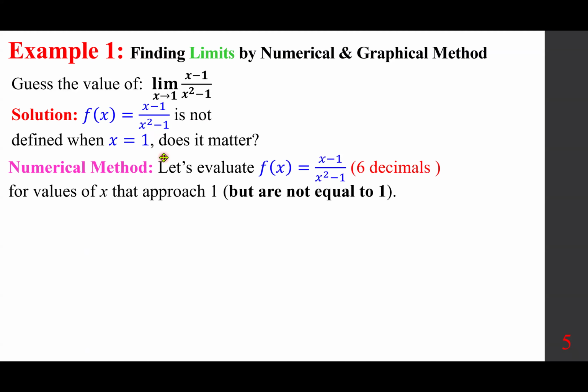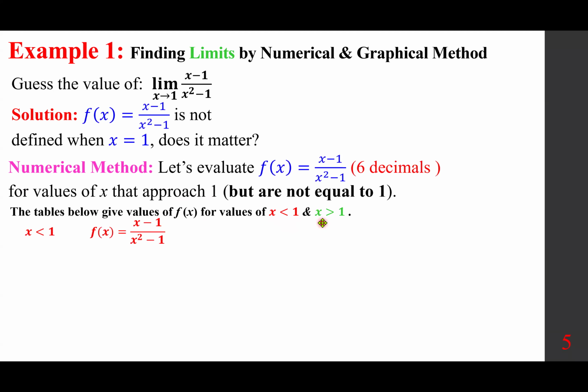So let's evaluate f of x equals x minus 1 over x squared minus 1 for values of x that approach 1 but are not equal to 1. So what do we do? We make up a couple of tables. The tables give values of f of x for x less than 1 and x larger than 1. For x less than 1, for example, 0.5, 0.6, 0.7, 0.8, 0.9.